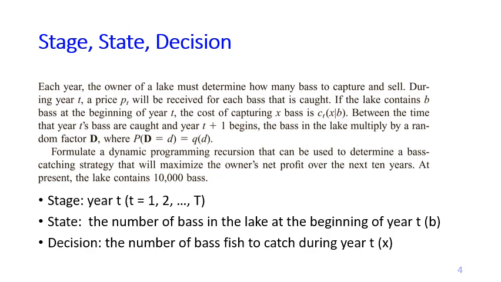For this problem, the stage is quite obvious. The stage is the year, so we have year 1 up to year 10. So 10 is the big T, or the very last stage of this problem. The state is the number of bass fish in the lake at the beginning of the year. It is denoted by B. And the decision is the number of bass fish to catch during year T, and it is denoted by X.